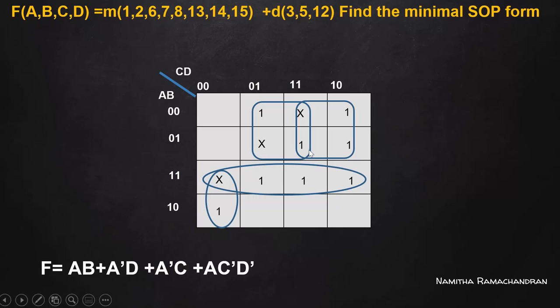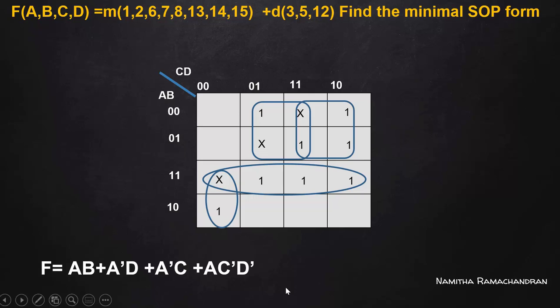Next, corresponding to this group, which are the variables common? A is common, C is common. A with value 0, that is A complement. C with value 1, that is C. A dash C. And for this small group, here A is common with value 1, that is A itself. And here C is common for these two cells. D is also common for these two cells. But C with value 0, D with value 0. So C dash, D dash.